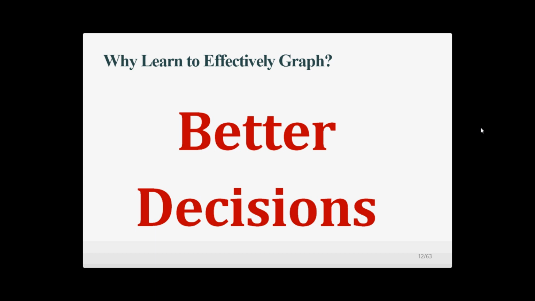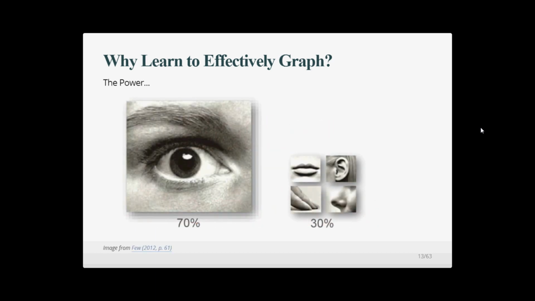That really means better decisions. If we're able to more effectively communicate and more effectively find patterns in our graph, we'll understand what the data is telling us, and this leads to better decisions. Another important factor to remember is that 70% of our sense receptors are located in the eye. We have a powerful pipeline coming into the eye, and we should be able to take advantage of that pipeline.